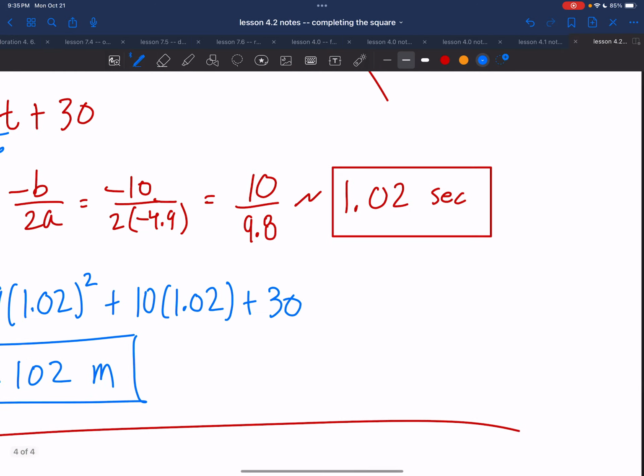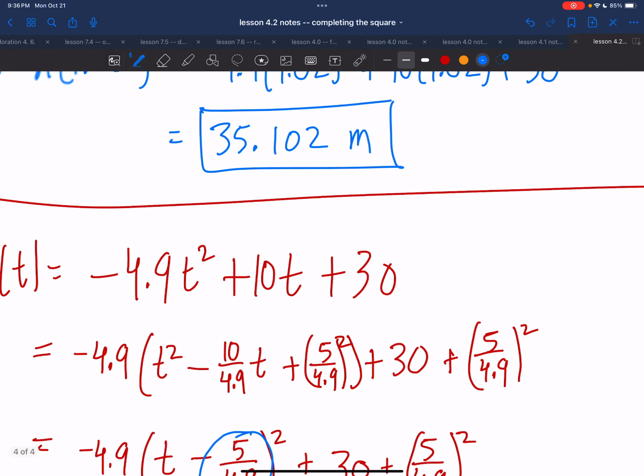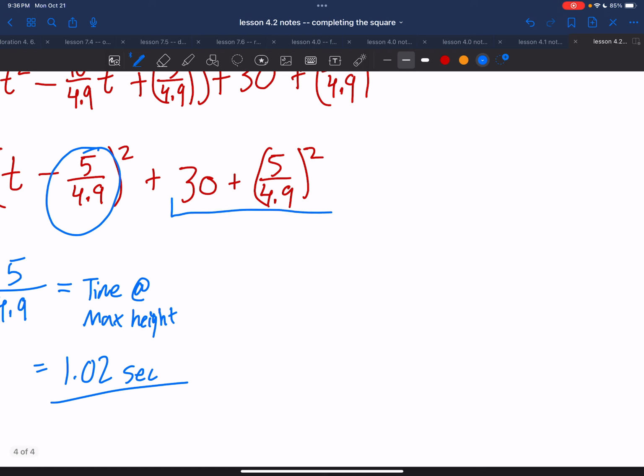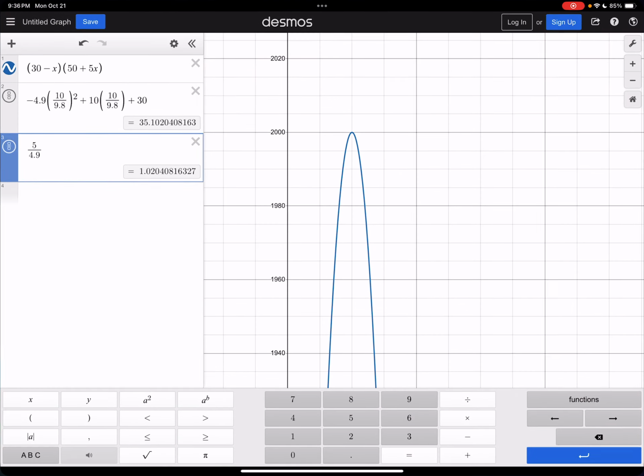Hey, that's what we got right there, right? So complete a square, boom, I got the time at which the max height occurs, and this guy, 30 plus 5 over 4.9 quantity squared, that's the max height. And if I put that in a calculator, 30 plus, parentheses, 5 over 4.9 squared, 31.